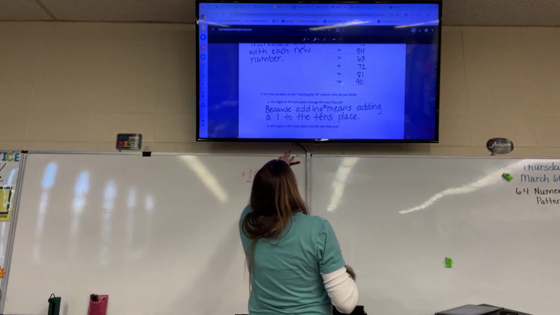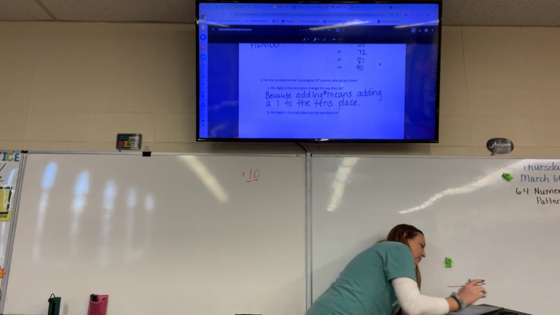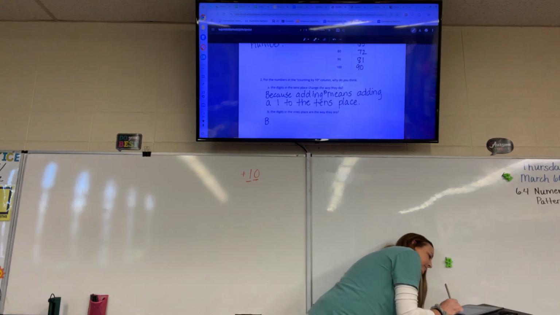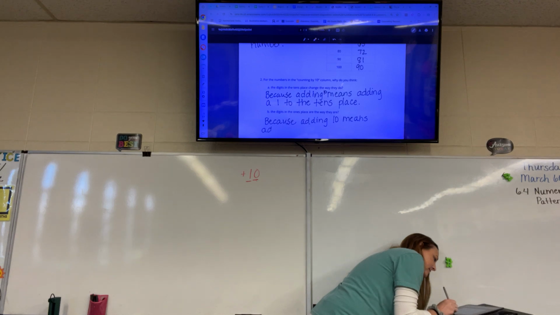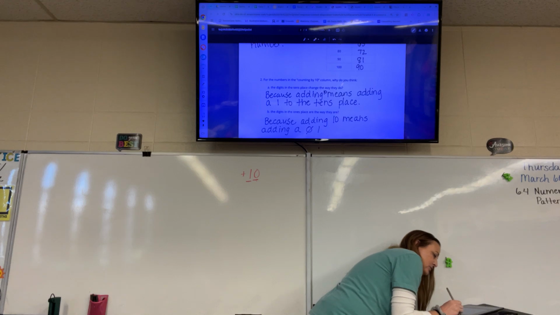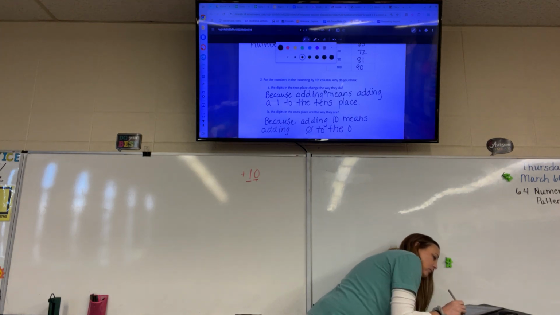And then the digits in the ones place are the way they are because adding 10 means adding a 0 in the ones place. Because adding 10 means adding 0, not a 0, adding 0. I'm going to erase that A. Adding 0 to the ones place.